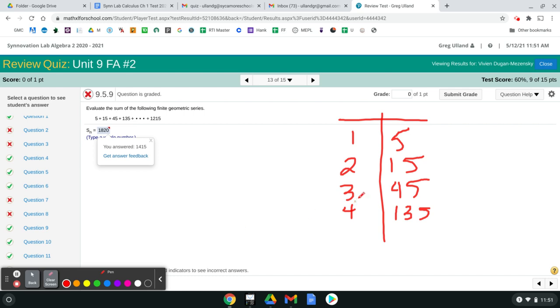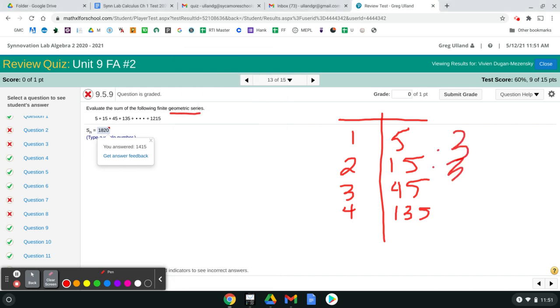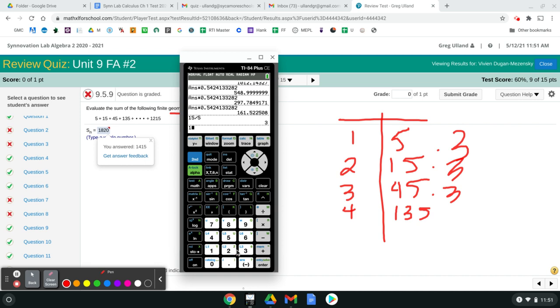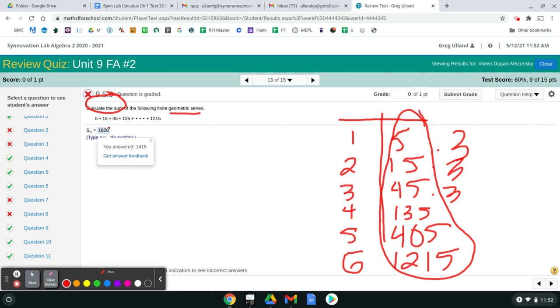Let's figure out what our ratio is. It tells you it's geometric. So that means we're multiplying to get from one to the other. So what's 15 divided by 5? Oh, we're just multiplying by 3 each time. Times 3, times 3, times 3. So honestly, we'll just do this by hand. 135 times 3. So that's 405. The fifth term is 405. And 405 times 3, well, that is 1,215. So honestly, evaluate the sum. Just add all those up. And it gives you that.